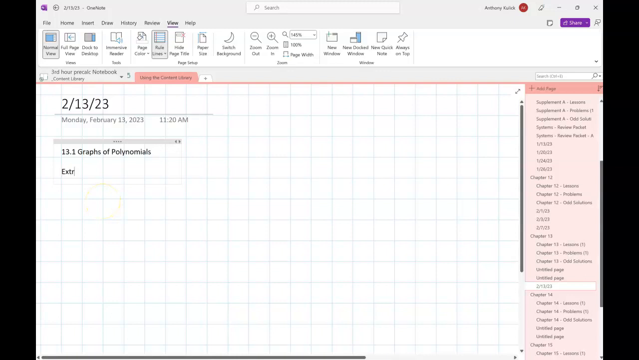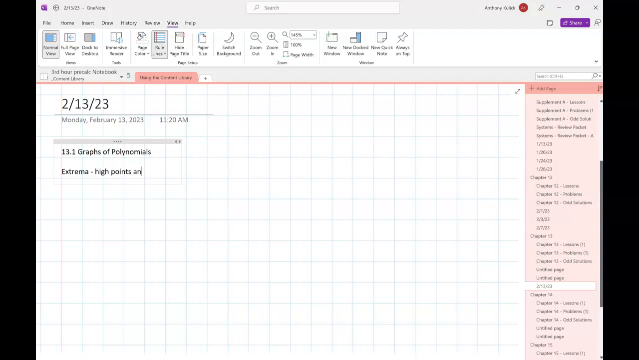So the first piece of vocab we're going to talk about is extrema. When we talk about the extrema for a graph, what are we talking about? Minimum and maximum. Yeah, the highest and lowest points. And if you recall, there are two different types of extrema: mins and maxes. And there are two different types of minimums and two different types of maximums. There's local and global.